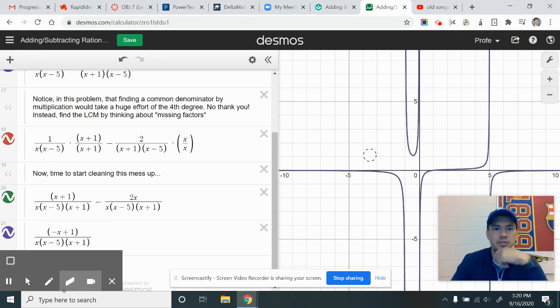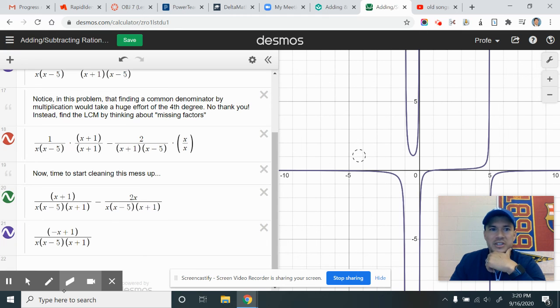And there's not much else to it. Again, follow through with equivalent expressions yielding equivalent graphs, and you'll be on your way to success. So that is how you subtract two rational expressions with different denominators successfully.